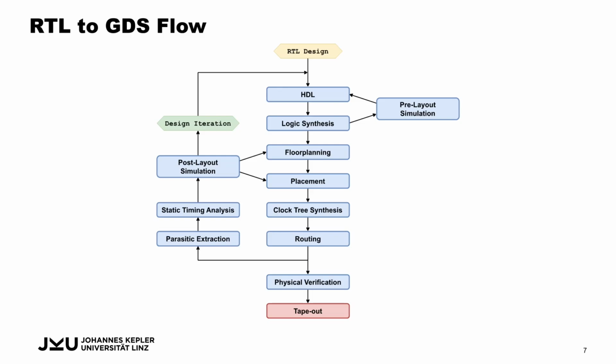After routing, we do a parasitic extraction and we make a static timing analysis and a post-layout simulation. And if, for example, the timing requirements or area requirements are met, then we are finished. Otherwise, we make another design iteration, change the config settings and do this synthesis procedure again. In the end, we make a physical verification and then we are ready to tape out our digital design.